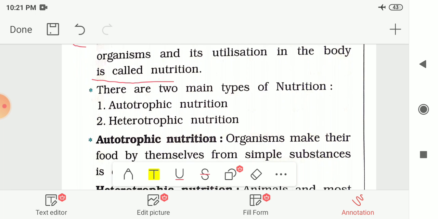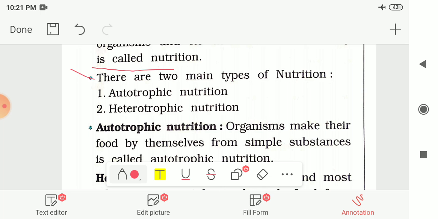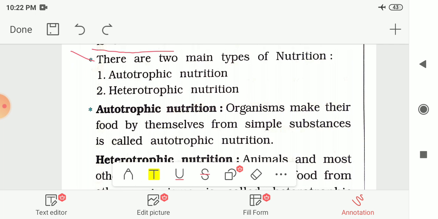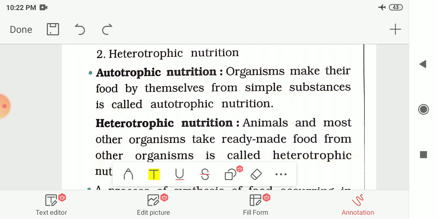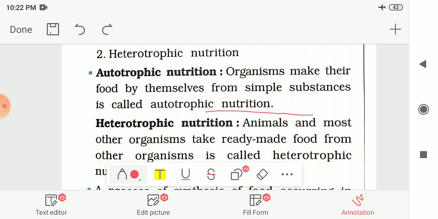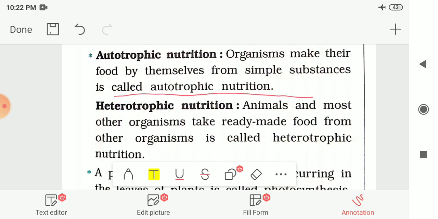And there are mainly two types of nutrition we had seen, that is autotrophic nutrition and heterotrophic nutrition. In that first one we had seen what is autotrophic nutrition. So the organisms that make their food by themselves from simple substances, this kind of nutrition is called autotrophic nutrition. And then after we had seen heterotrophic nutrition.